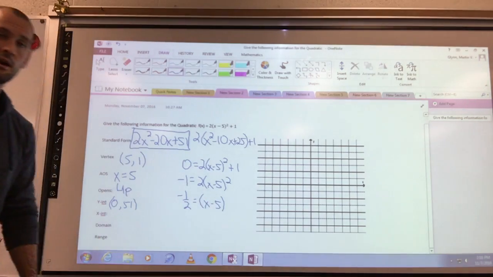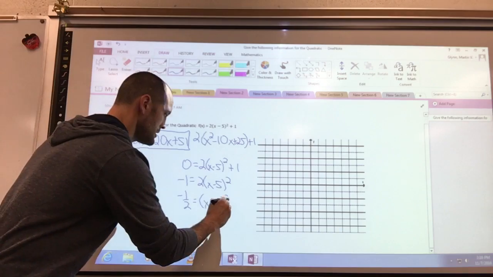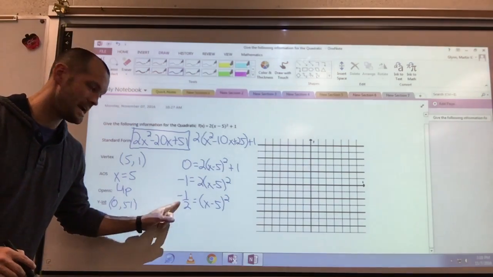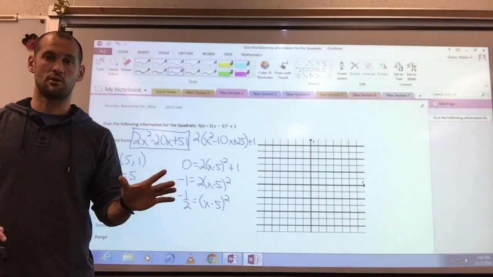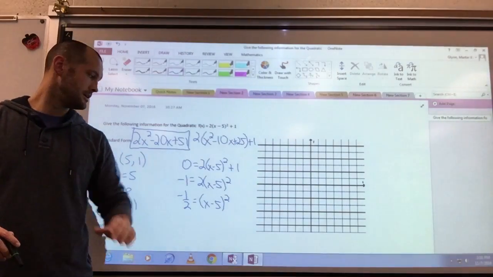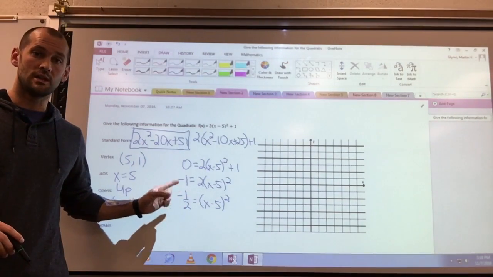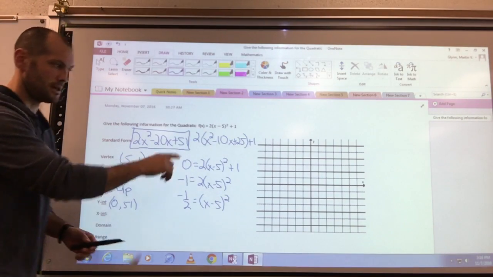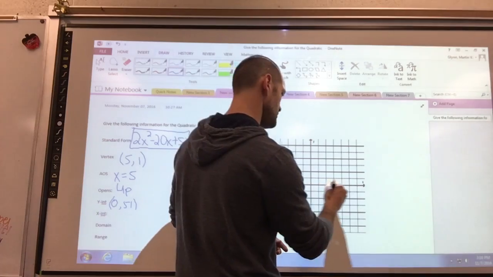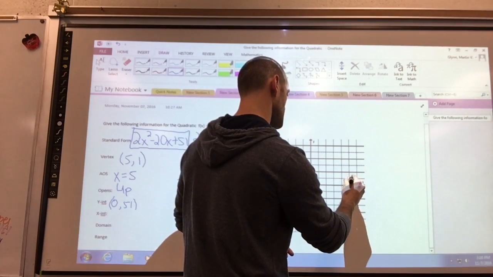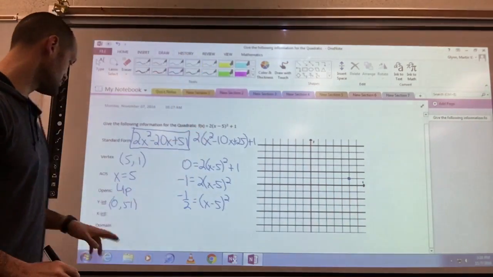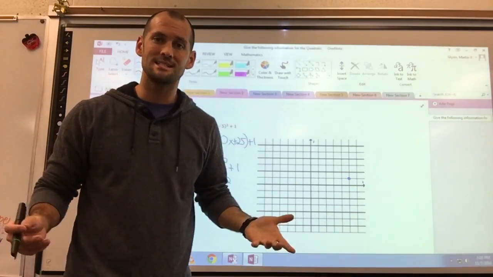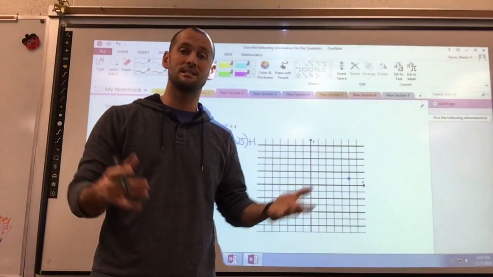Now, at this step, because it's squared, I need to square root. Now, notice something. I'm about to square root a negative number. This tells me something I should already have known. There aren't going to be any real x-intercepts. Because, think about it, if I'm starting at 5, 1, my a value is positive, so I'm opening up. This will never cross the x-axis, meaning we won't have any real x-intercepts.